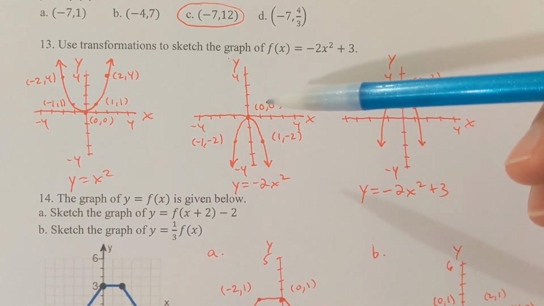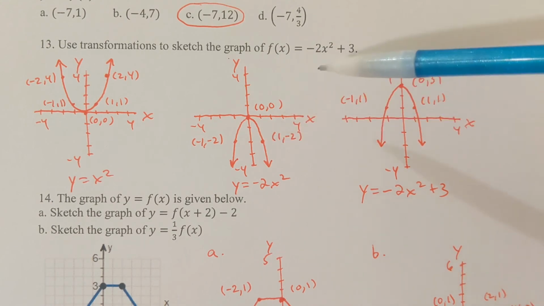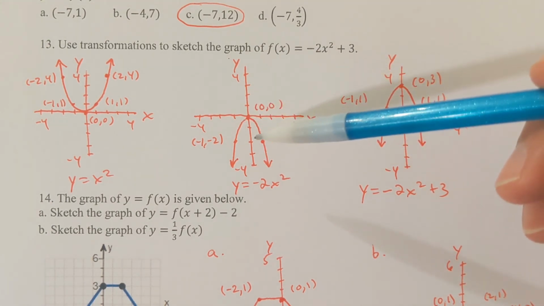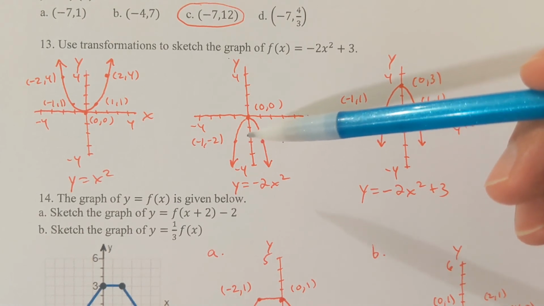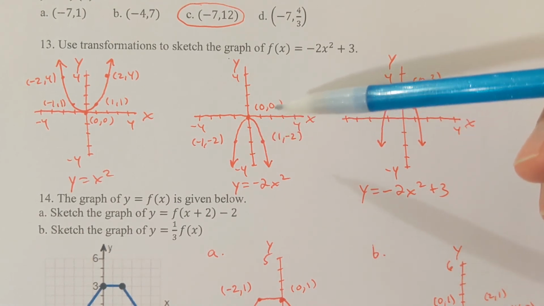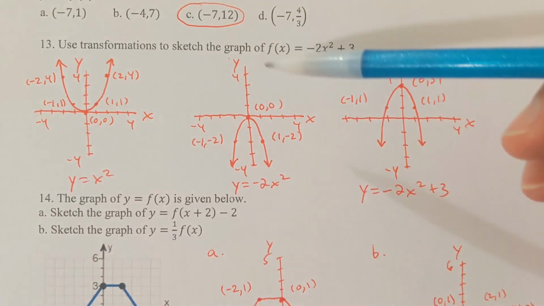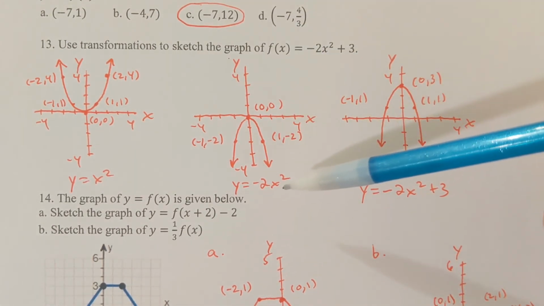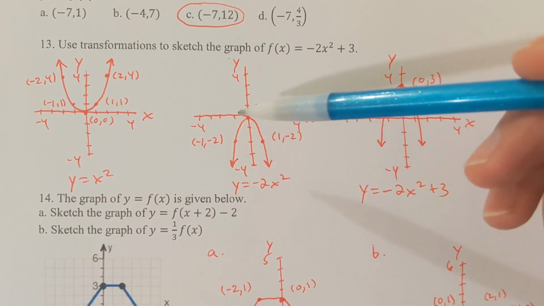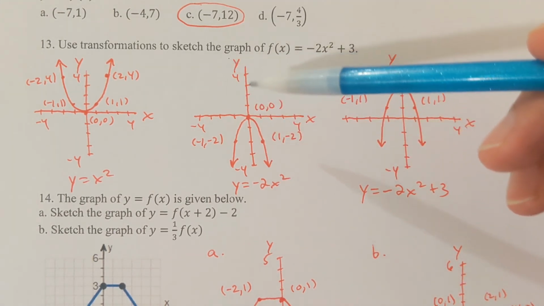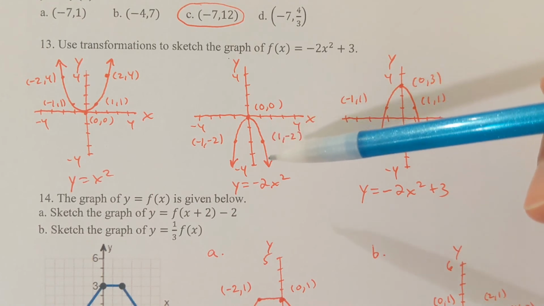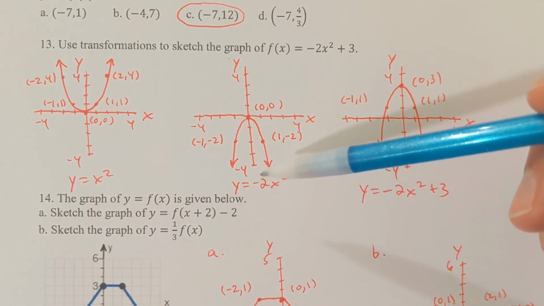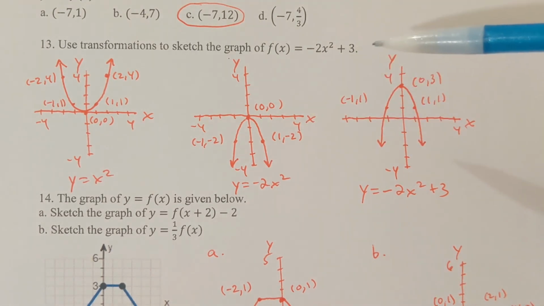1, 1 goes to 1, negative 2. Negative 1, 1 goes to negative 1, negative 2. 2, 4 on the original graph would go to 2, negative 8. And negative 2, 4 will go to negative 2, negative 8. Okay, and both those are off the scale that I've got there.